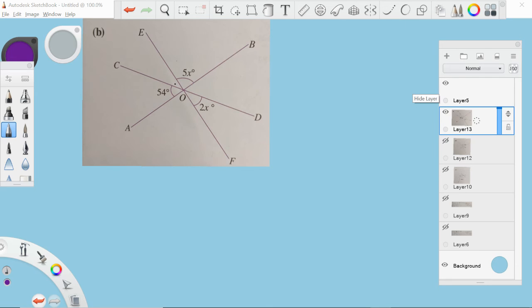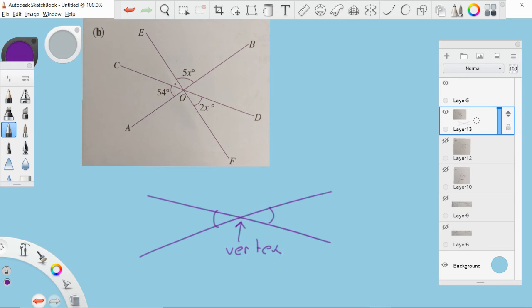This is number 16. Now here you have to use a connection that these are all straight lines. So you have to remember that when straight lines cross, so when I have two lines that are straight and they cross like that, the angles that are opposite the vertex, so this right here is the vertex, that's where they cross. These angles that are opposite the vertex are equal.